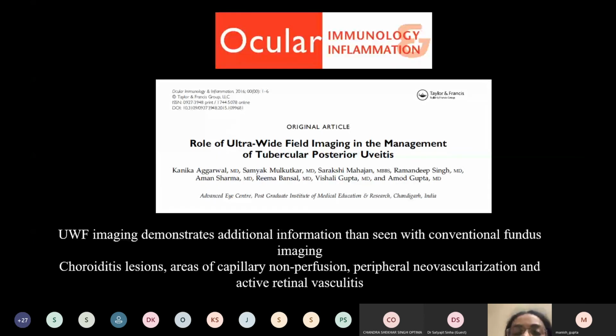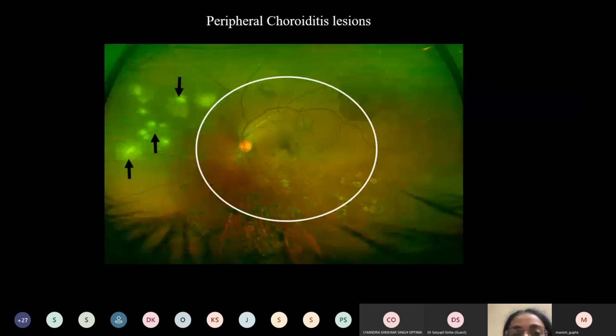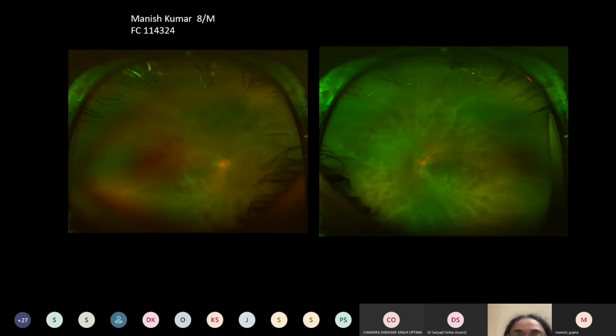Continuing with the role of ultraviolet field imaging, a lot of cases of posterior serpiginous-like choroiditis have peripheral involvement, majority of them. So if you see this example, now this is an ultraviolet field fundus photography of a case of serpiginous-like choroiditis. Now this white circle indicates that this is what you see from a conventional camera. So you would not see much of what's going on here unless you see the periphery and unless you do the ultraviolet field angiography, which shows that you have so many active lesions in the periphery.